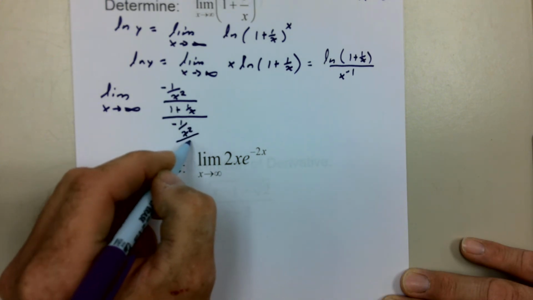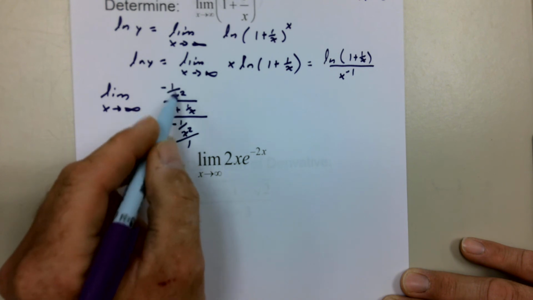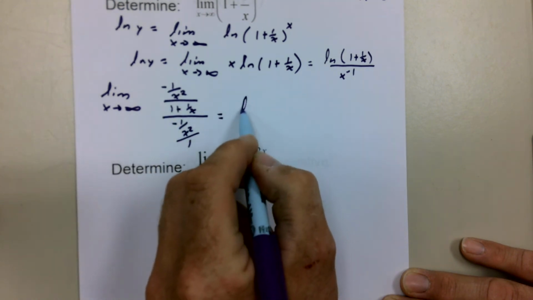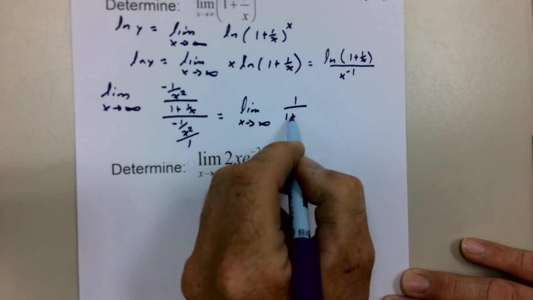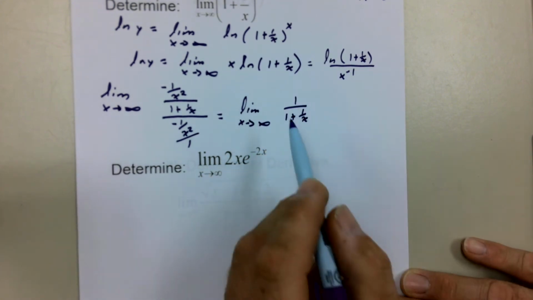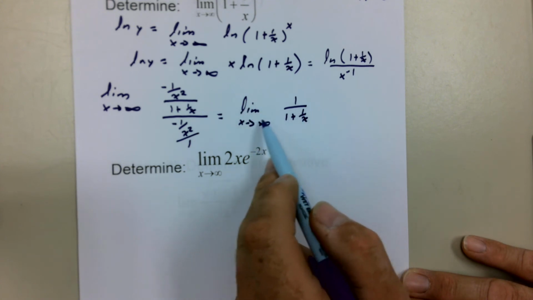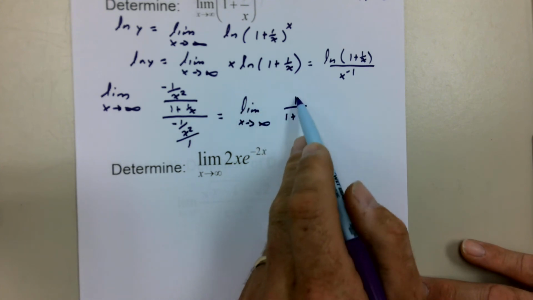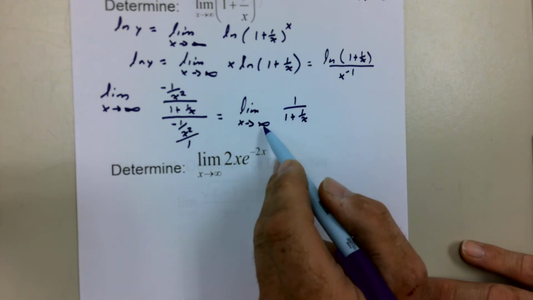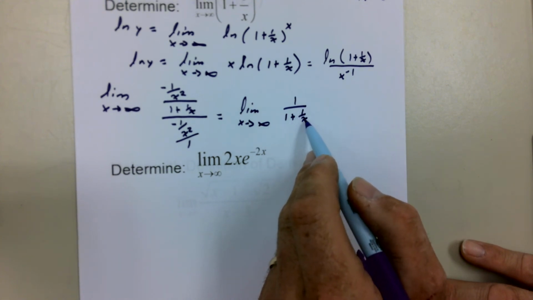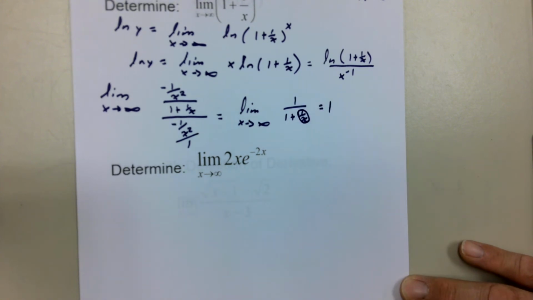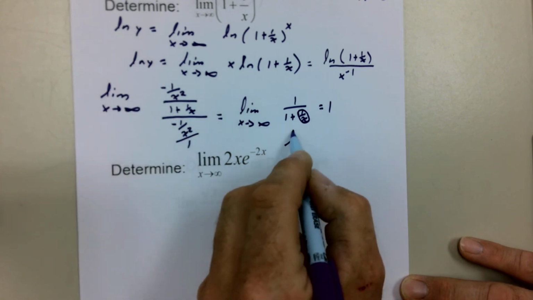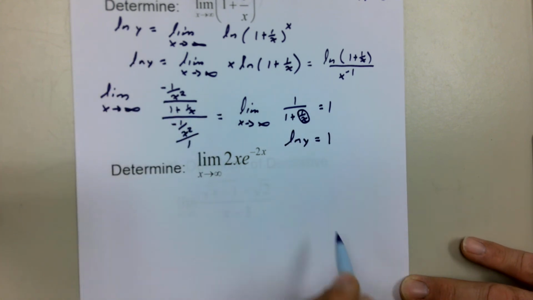A nice thing happens when I did that. Now my two numerators are the same, so that's going to reduce, and I'm going to look at the limit as x goes to infinity of 1 over 1 plus 1 over x. Well, what do we know about that limit? As x gets larger and larger and larger, 1 over x goes to 0, so I get 1 over 1. Not necessarily our answer at this point, though, because remember this is equal to the natural log of y. So the natural log of y equals 1.